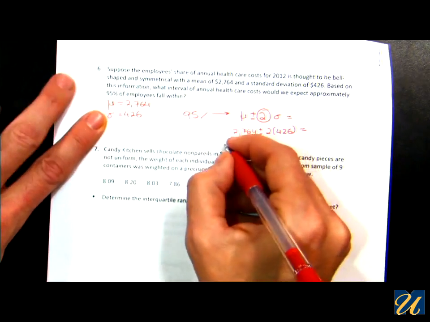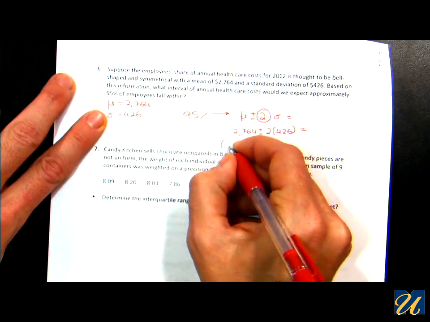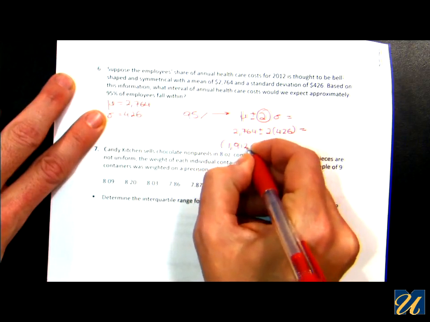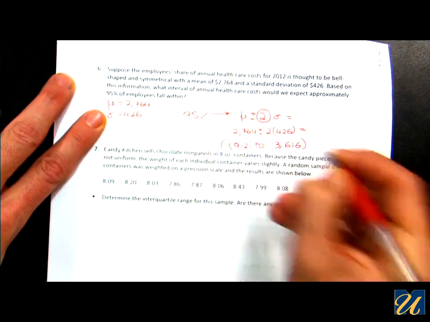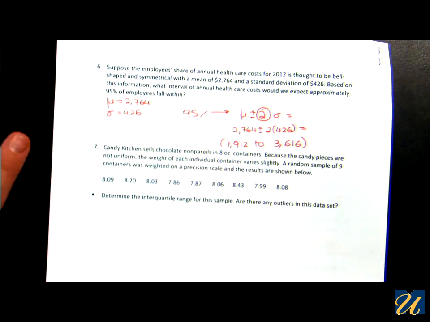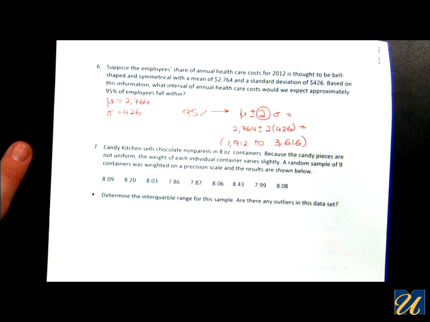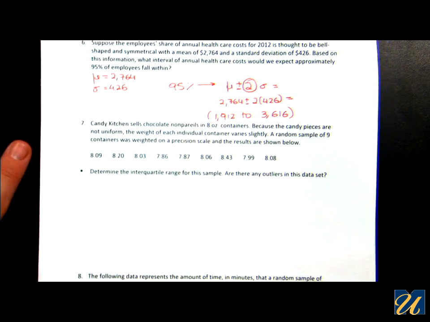So this would give you an interval from 1,912 to 3,616. Always be careful of the percent for the empirical rule. Based on the percentage, the number of standard deviations will also change.